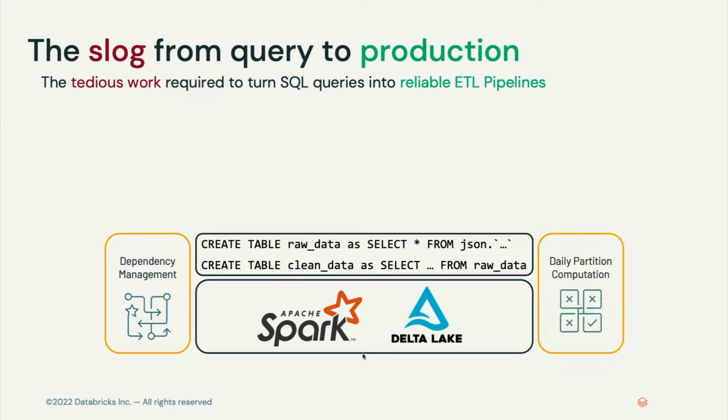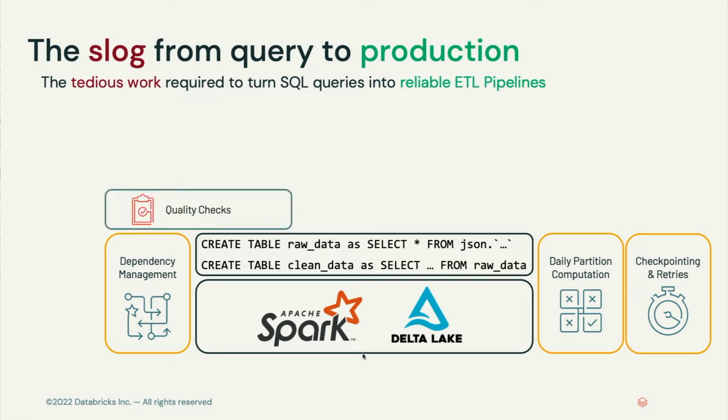We need to handle failures. We're going to have to do it efficiently, so we're going to have to break it up into partitions and make it so that we only recompute individual days at a time rather than complete data sets. We're going to have to implement checkpointing and retries, because in the cloud, things always fail. We have to add quality checks, just in case bad data comes into the system. I don't want that confusing my downstream consumers.